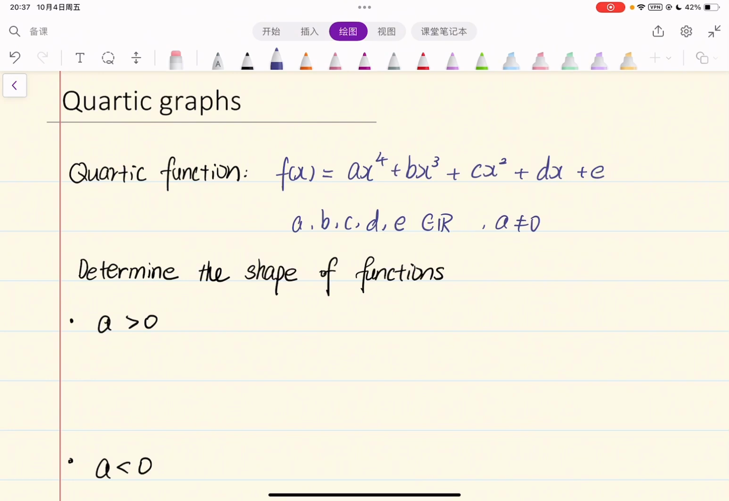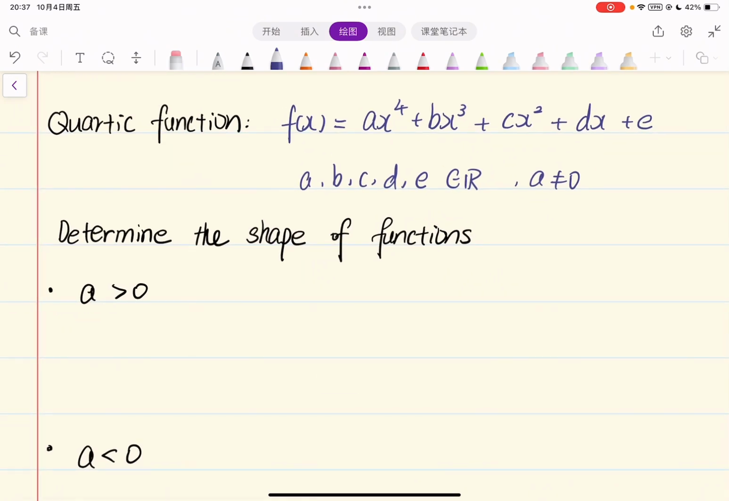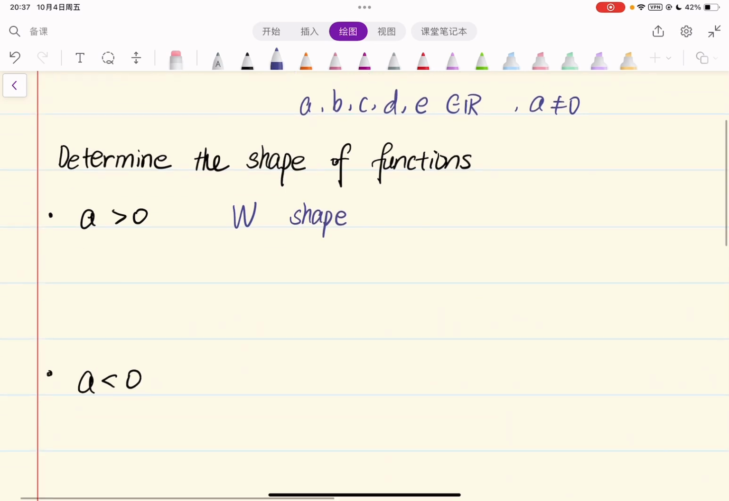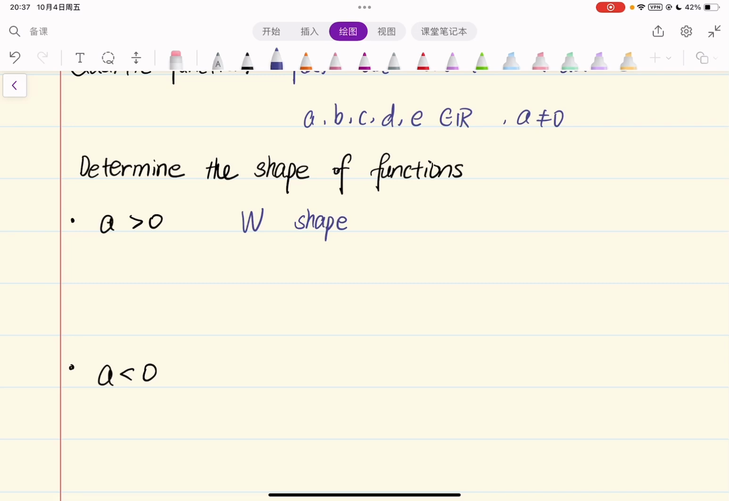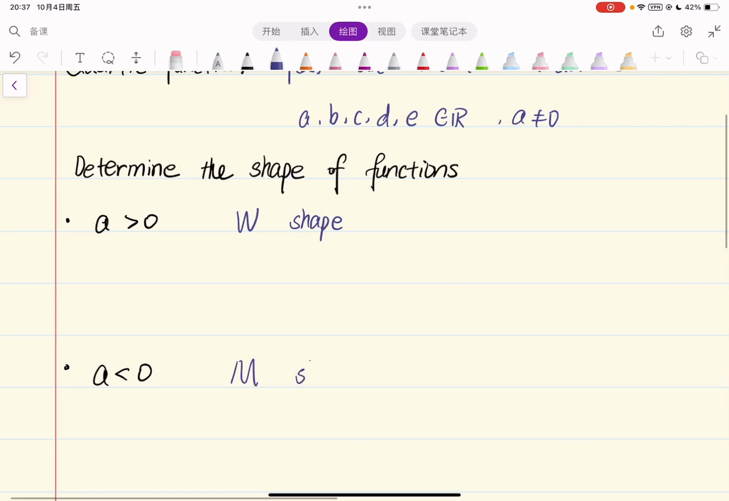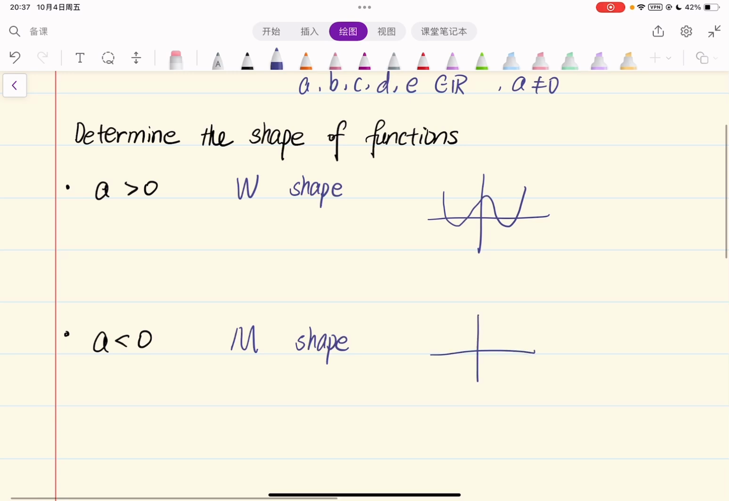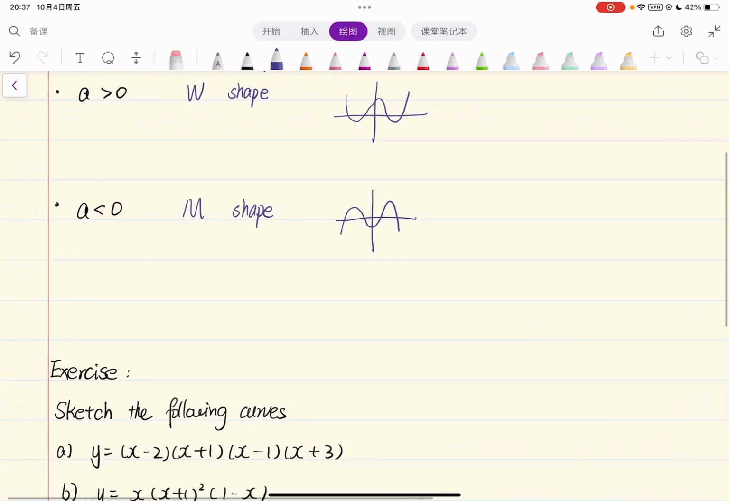If a is greater than 0, we have a W shape. And if a is less than 0, we have an M shape. So, for example, if a is greater than 0, we have a curve that looks like that, or maybe like this. If a is less than 0, the M shape looks kind of like that, for example. Now let's see some exercises.